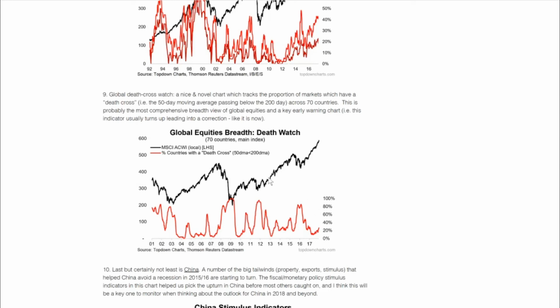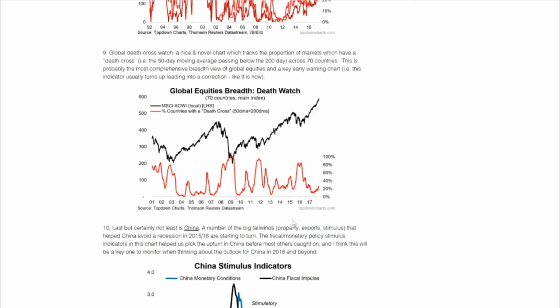Keeping with the global equity themes, one indicator that I will be continuing to update you on is this one here. It's the global equities breadth, the DEF watch. It's the proportion of the 70 countries that we monitor that are experiencing what you call a DEF cross, which is when the 50-day moving average goes below the 200-day moving average. You can see that during quite a few market corrections, or even bear markets, it started to turn up, with this movement upwards towards the peak there.